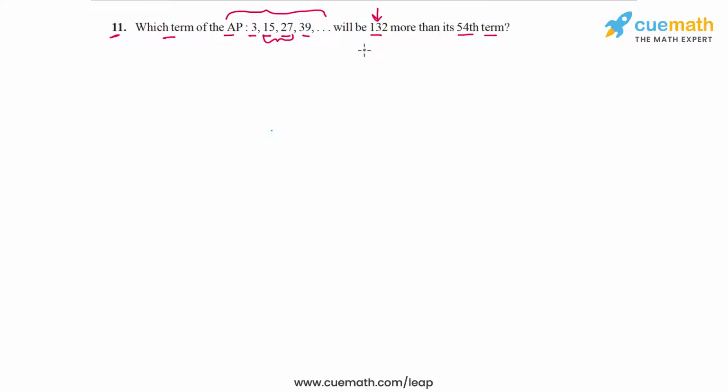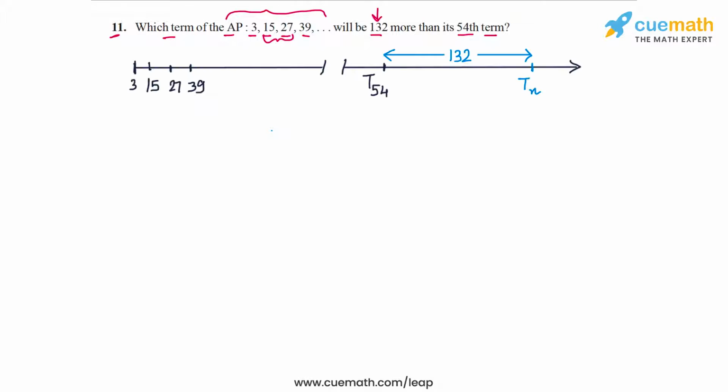And we have to find the position of that term in this AP, which is 132 more than its 54th term. Now there are two slightly different approaches to solve this problem. One of them is a more visual approach, which can solve the problem very fast, and one of them is a more algebraic approach, and I'm going to show you both ways of solving this problem. Okay, so first let's discuss a more visual approach.